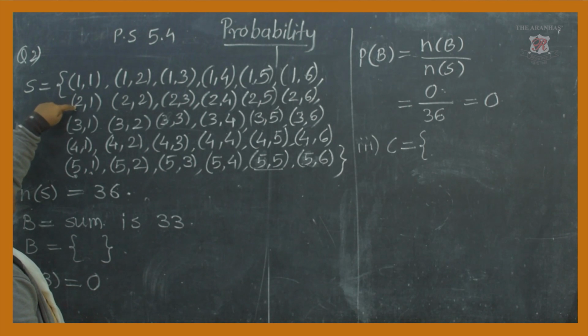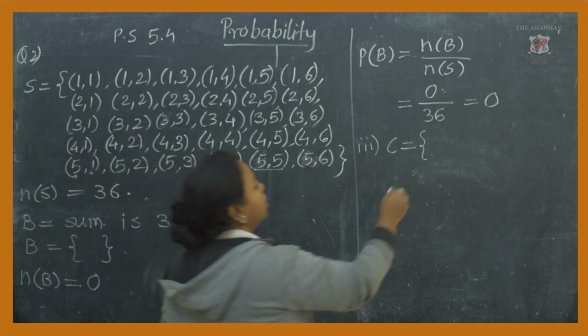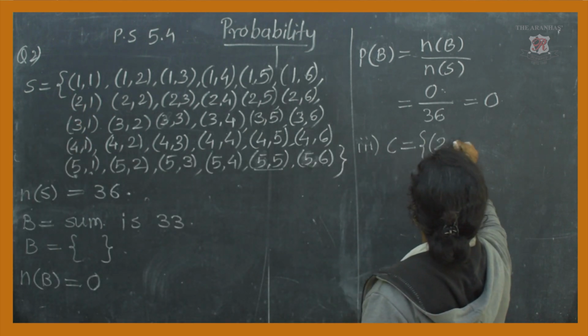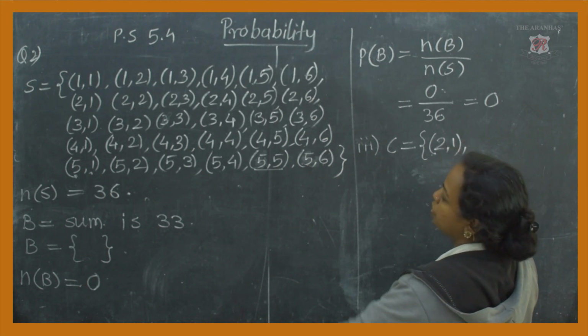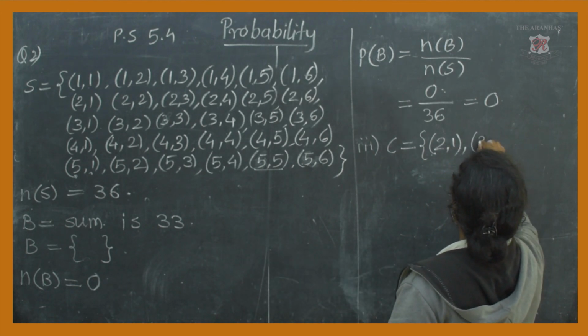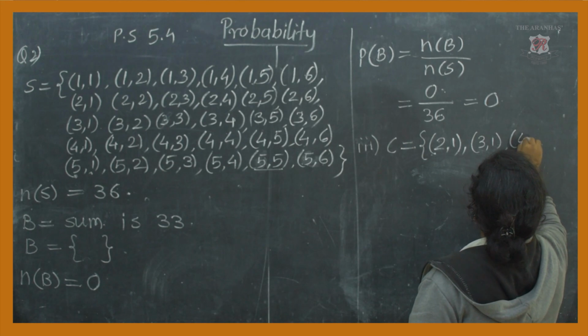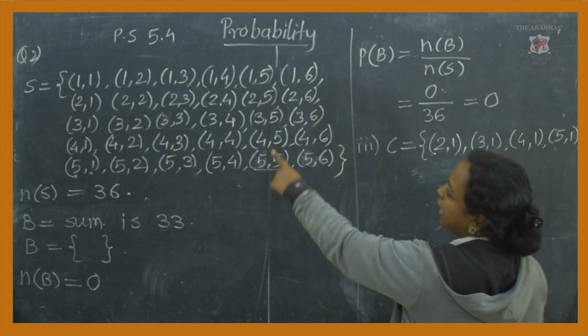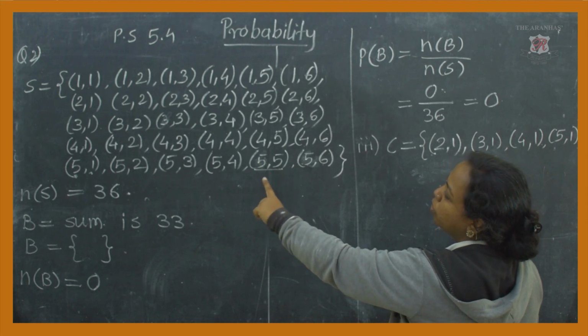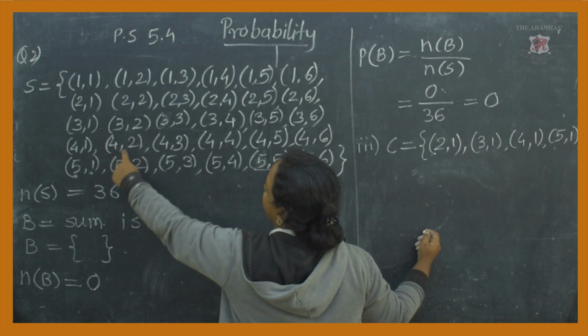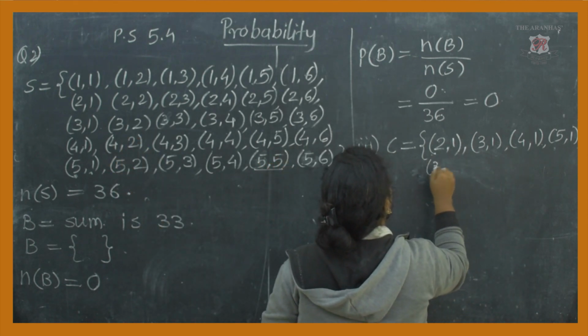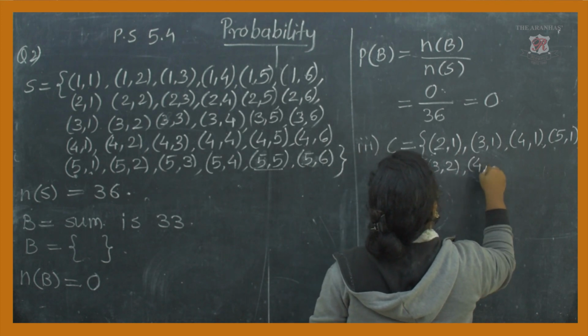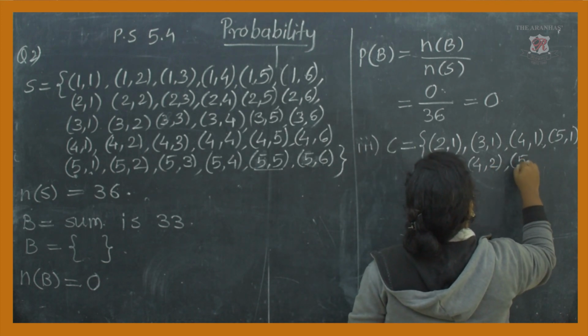Okay? So, if you see here, two numbers are equal. Here, yes, we are getting 2 1. So, we are going to write 2 1 first. Then 3 1, 4 1, 5 1. Second, 1 2, no, 2 2, no. Then 3 2, 4 2, 5 2.